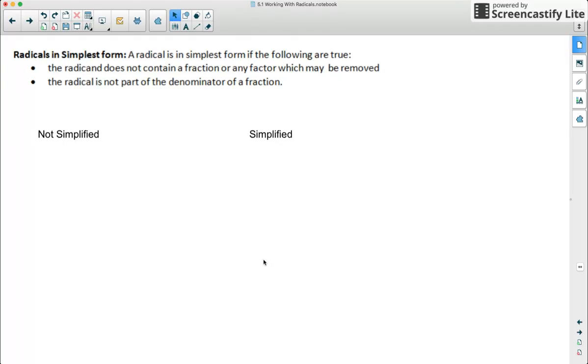We need to think about radicals in simplest form as well. For a radical in simplest form, the radicand does not contain a fraction or any factor that can be removed. The radical also cannot be part of the denominator of a fraction, and we talked about that a little bit last chapter. So these are not simplified because they both have factors that are perfect squares.